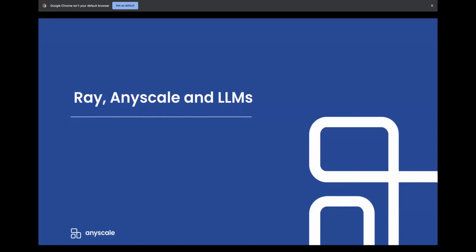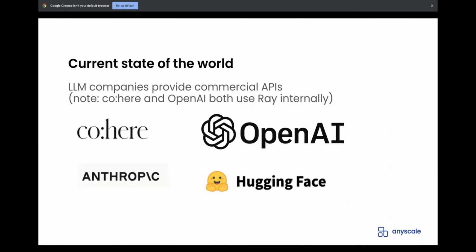Now going into the part of how Ray and Anyscale help solve the challenges of large language models. So first, we look at the status quo, right? How people are using large language models. So our observation is that there are 2 kinds of cohorts. One is directly calling these hosted APIs, right?